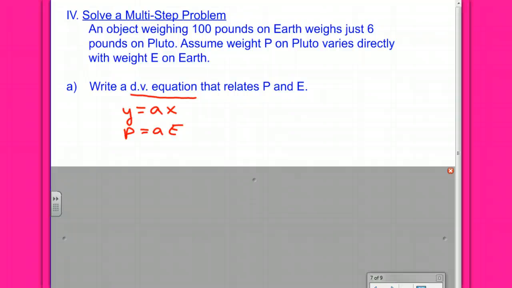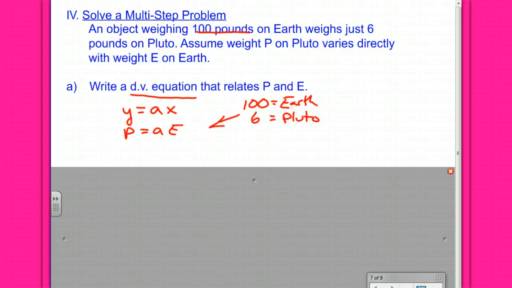But if we write it like this, the weight on Pluto equals something times the weight on Earth, how will we find A? Well, we know here that when Earth equals 100 pounds, that object weighs 6 pounds on Pluto. So we actually have a known point. And all we have to do now is substitute that known point in this equation. So we can say 6 equals A times 100, right?